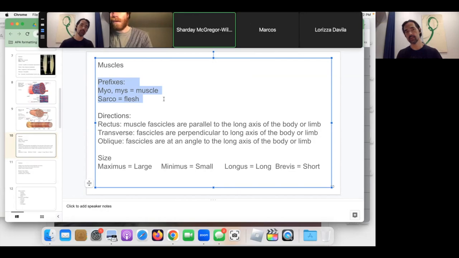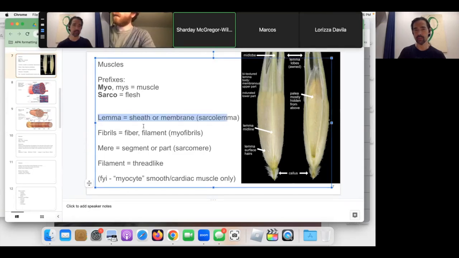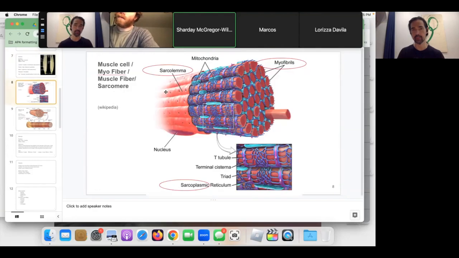So, myo, mice, sarco. Now, let's drill that just one more time, because repetition is the mother of learning. You can hate on me, but I'm just trying to help. Lemma, like sarcolemma: sheath or membrane. Fibril, like fiber or filament. So myofibril, mirror, segment or part, sarcomere, filament, which means thread-like. Yeah, there's fibrils and filaments. There's repetition there.